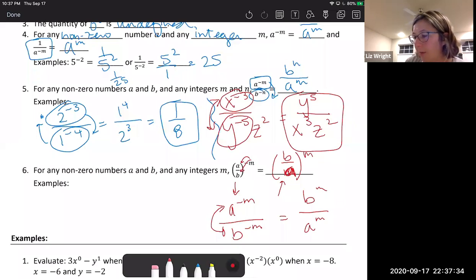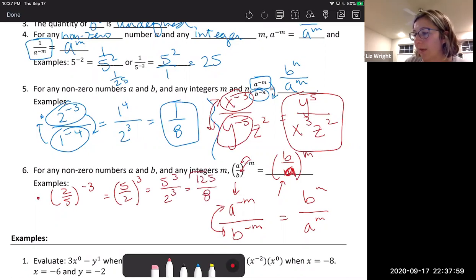So then kind of applying some examples here, if we've got 2/5 and we're raising it to the negative third, here we would go ahead and write 5 over 2, and we're raising it now to the third, which is going to be 5 to the third all over 2 to the third, and that's going to end up giving us 125 over 8 for our final answer. So that's how you're applying that rule.